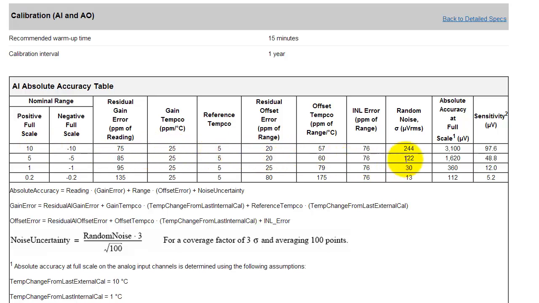Well, you don't have to combine all these. They've already been combined for you, and this is the column you want to focus on: the absolute accuracy at full scale.